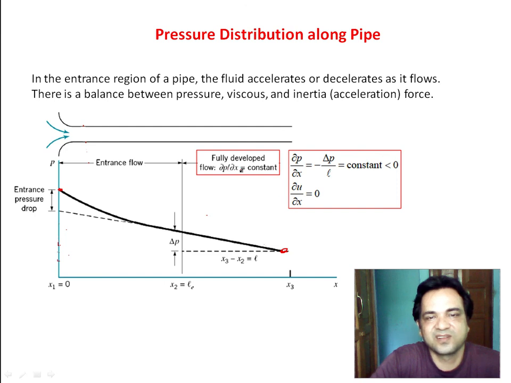So the relations for the velocity and the pressure in case of fully developed flow are: del p by del x equal to constant, a linear variation of the pressure, and del u by del x equal to 0. There is no variation of the velocity along the flow direction. So now you have some fundamentals and basics of how the velocity varies in the entrance region and the fully developed region, as well as how the pressure varies in both regions in case of pipe flow. So this is all about the basics. In my next video we will discuss more on this topic.